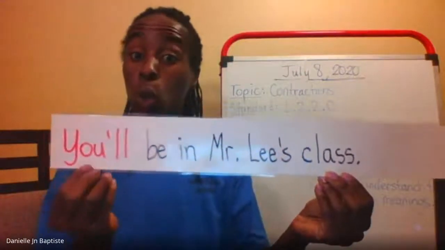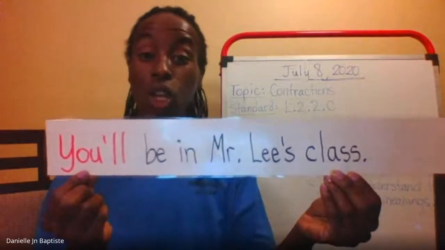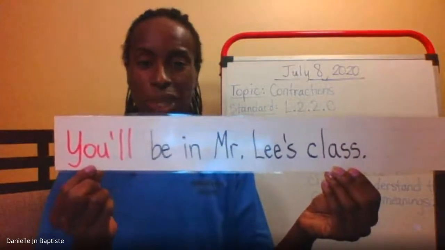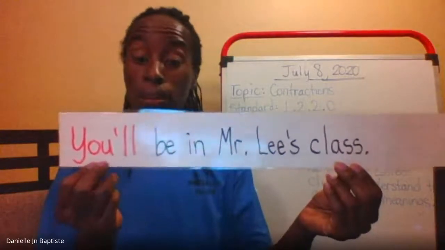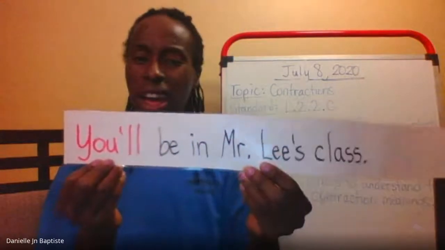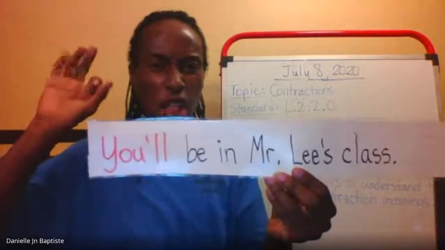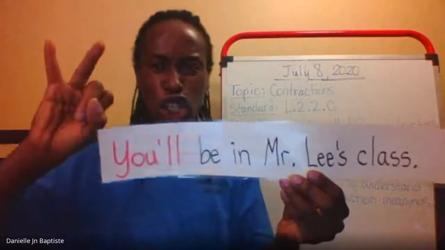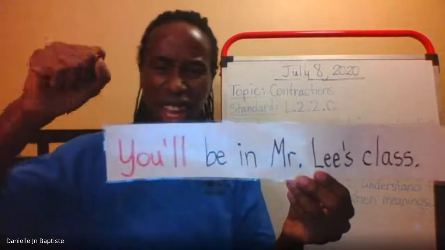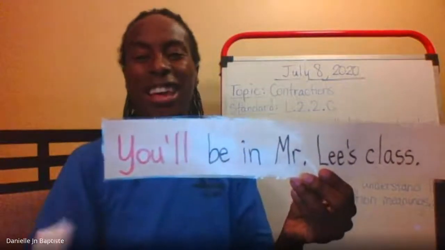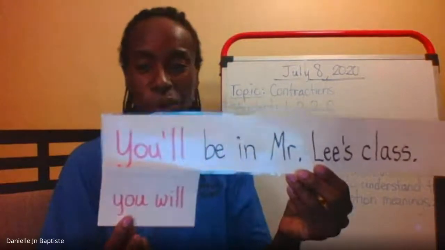You'll be in Mr. Lee's class. You'll be in Mr. Lee's class. What does you'll mean? You have 5, 4, 3, 2, 1, and you'll means you will. You will.